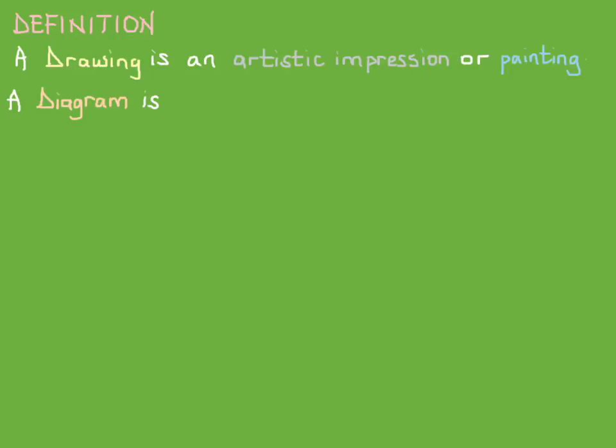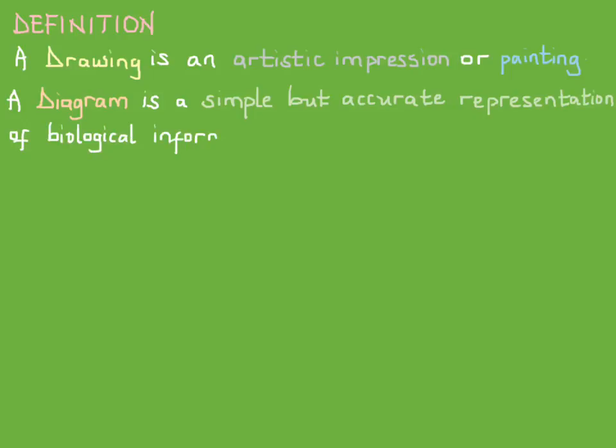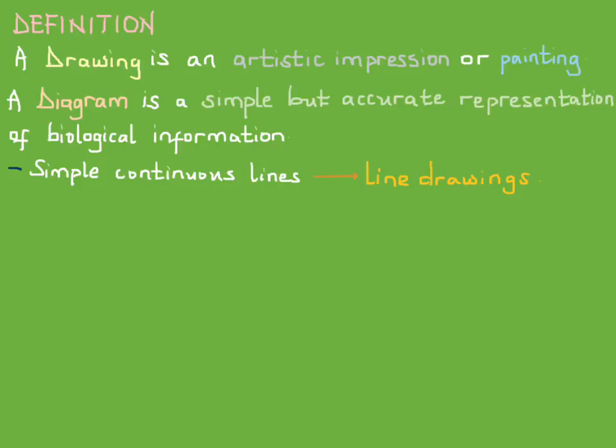A diagram, on the other hand, is a simple but accurate representation of biological information. One does not need to be an artist to be able to make a good diagram. Diagrams are drawn with simple, continuous lines to represent the outline of the organism or part of it or an idea. They are therefore described as line drawings. Biological knowledge is needed when making diagrams in order to decide what to include and what to leave out.